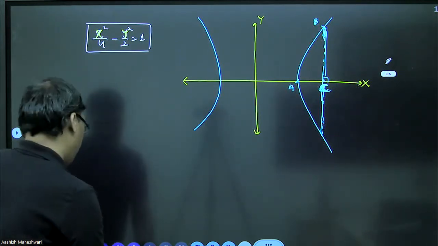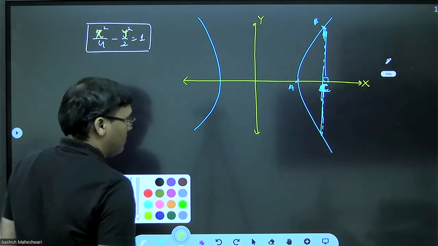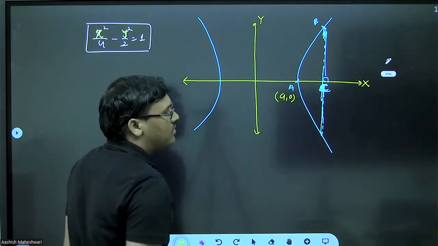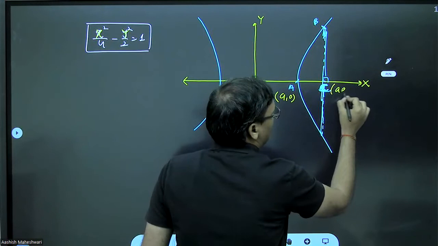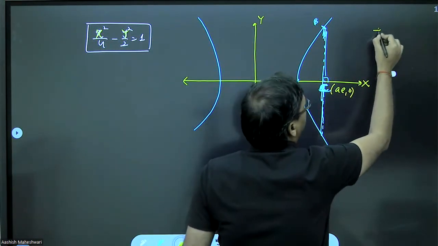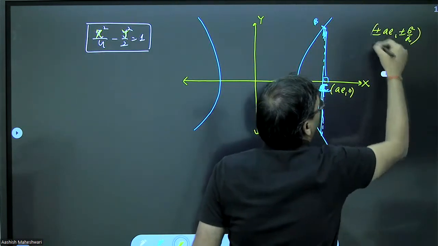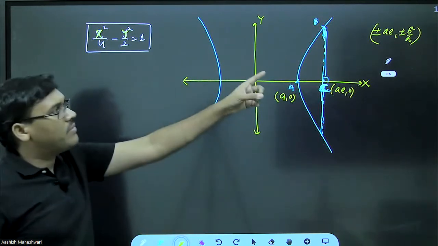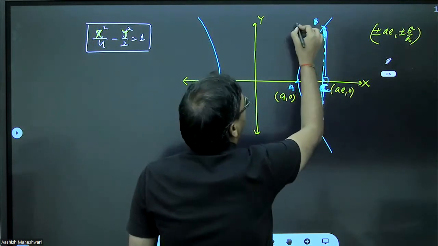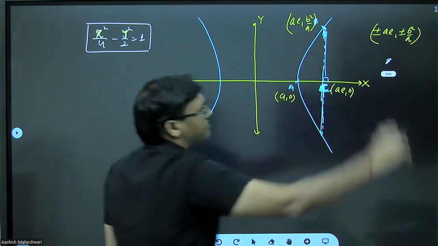Now, how can you find the area of this triangle? It's very easy now. You see here, what will be this point? This is A comma 0. Correct? What is the focus? This is AE comma 0. And what are the ends of the latus rectum? We know the ends of the latus rectum are AE comma plus minus B square by A. So I can assume this end is AE comma B square by A.